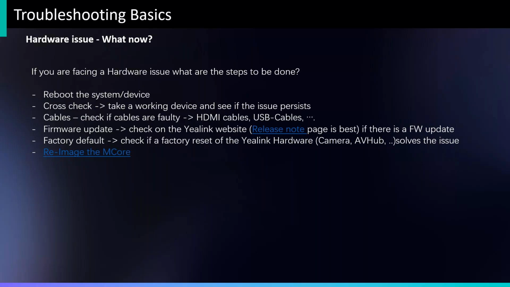Factory default the hardware. Check if a factory default, even a hard reset of the camera via the pinhole, or a factory reset of the camera or AV hub, solves the issue. Reimage the M-Core. I wrote the guide step by step with the download links of the ISOs and everything on how to reimage the M-Core. I had 2 M-Cores over the last 2 weeks in my office because the installer wasn't able to do it or didn't want to do it. Issues, whatever, reimage the devices, no issues anymore. Okay?